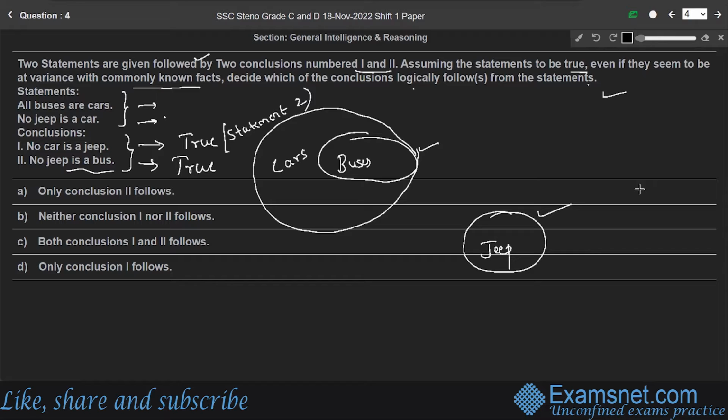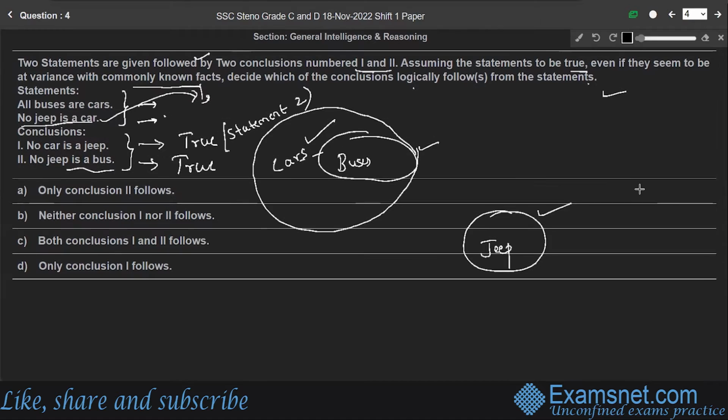Since the set of buses is a part of cars, and it is strictly given that no jeep is a car, therefore no jeep is a bus also. Therefore, the second one is also true. So both the conclusions follow. Both 1 and 2, option C.